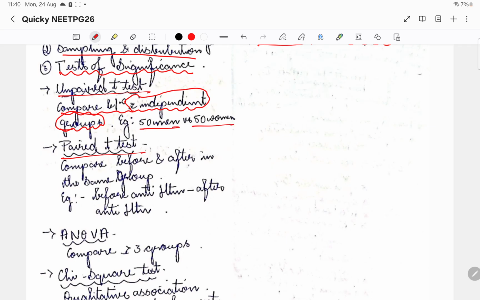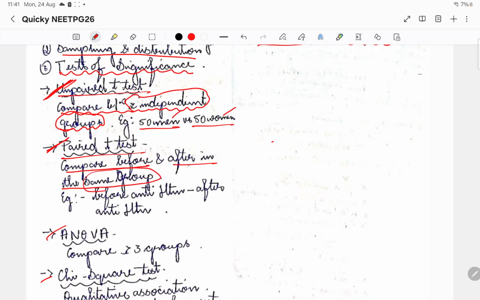When you see the question itself, you will be able to identify, and in the options they will be giving unpaired, paired, ANOVA, chi-square, all these 4 options will be there. If it is two independent groups, see, there is no connection between men and women, right? So there are two different independent groups in the question. So that is when you go for unpaired. There is no pairing only. When it comes to paired, it is comparing before and after in the same group.